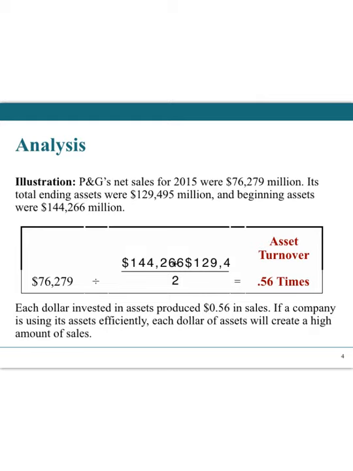So if you look at the formula in this case, you have net sales that you will divide by average assets, in this case, total assets, right? So total asset turnover. So net sales divided by beginning balance for total assets plus ending balance, averaged.